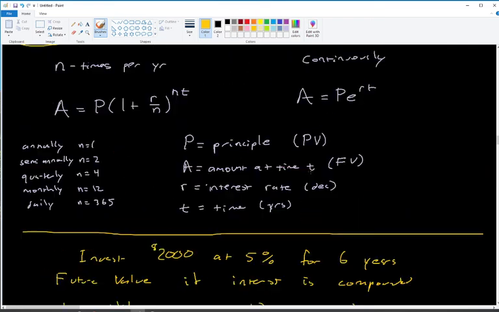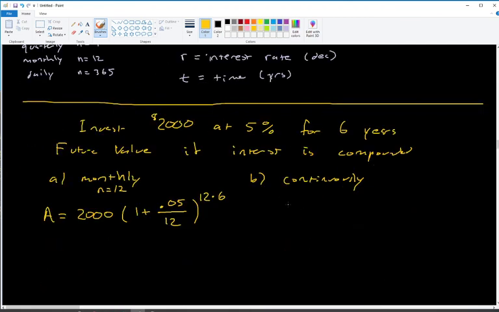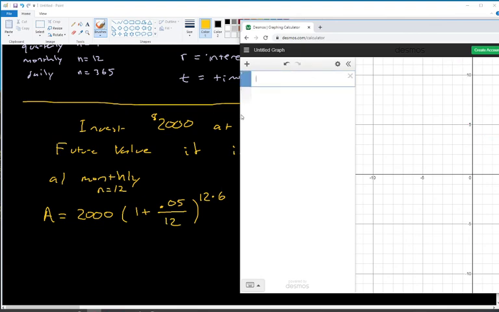For continuously, it's A equals P E to the RT. So it's going to be A equals 2,000 E to the interest rate as a decimal, 0.05, times the 6 years that we run it out for. So let's use Desmos to figure out what our numbers are here.